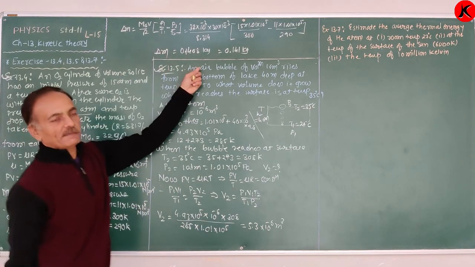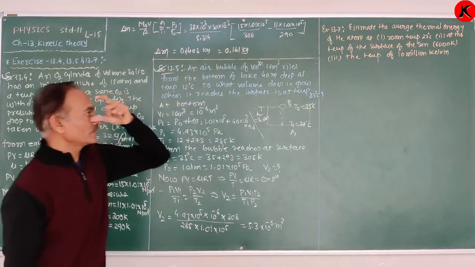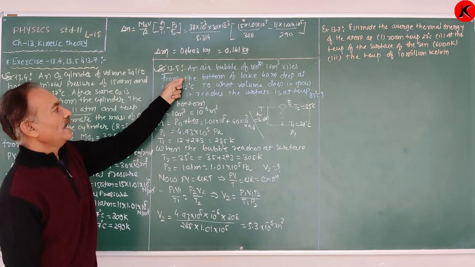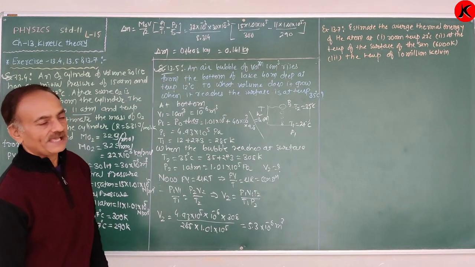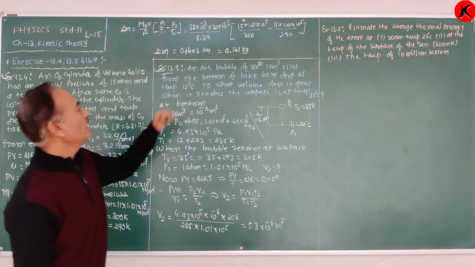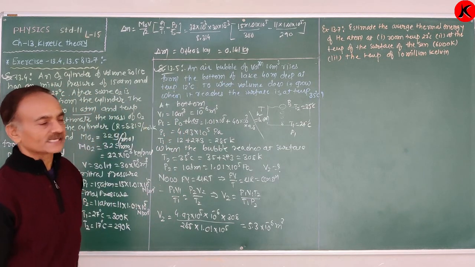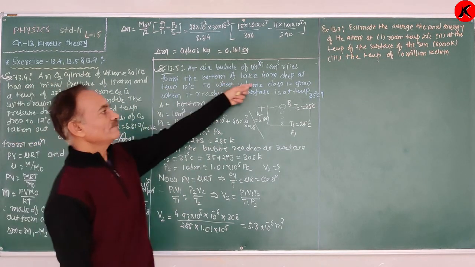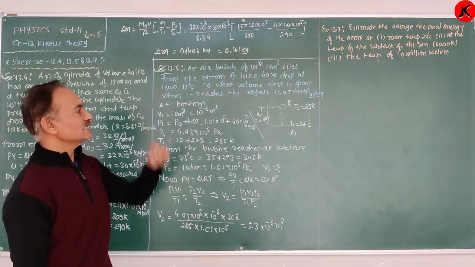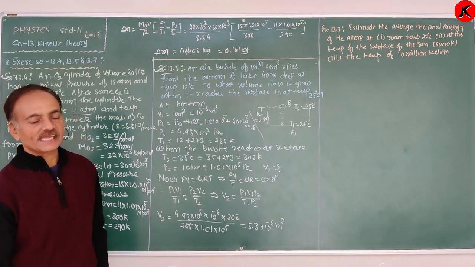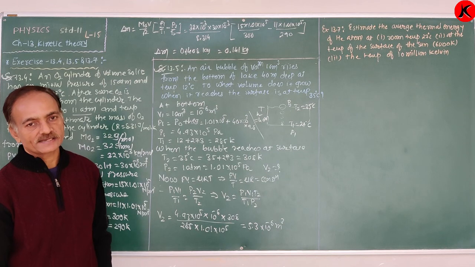Again, an air bubble of volume 1 centimeter cube arises from the bottom of a lake 40 meter deep at temperature 12 degrees centigrade. To what volume does it grow when it reaches the surface, which is at 35 degrees centigrade?